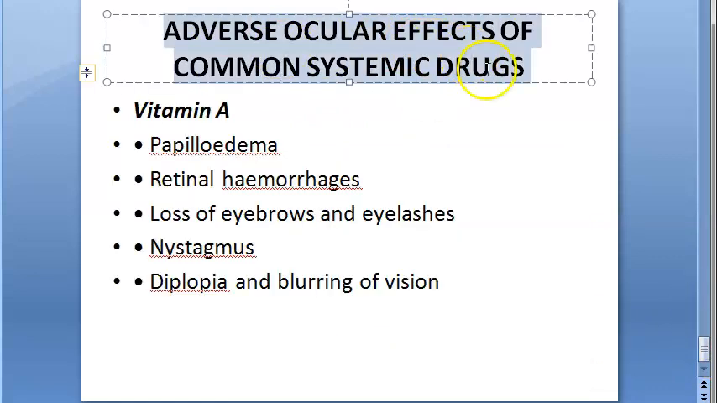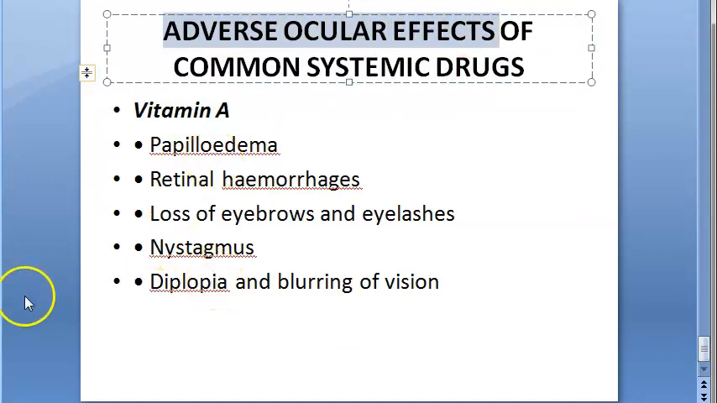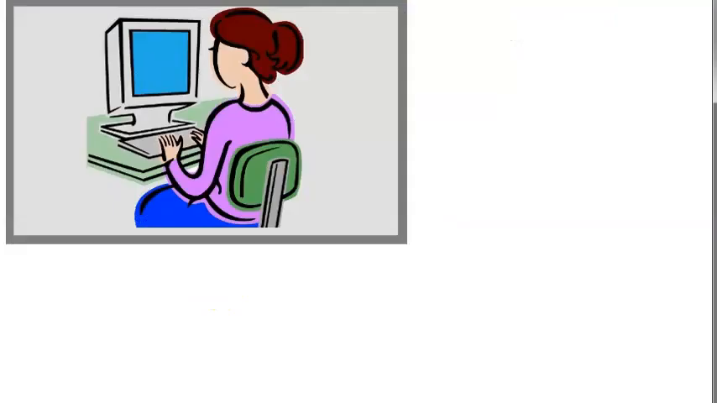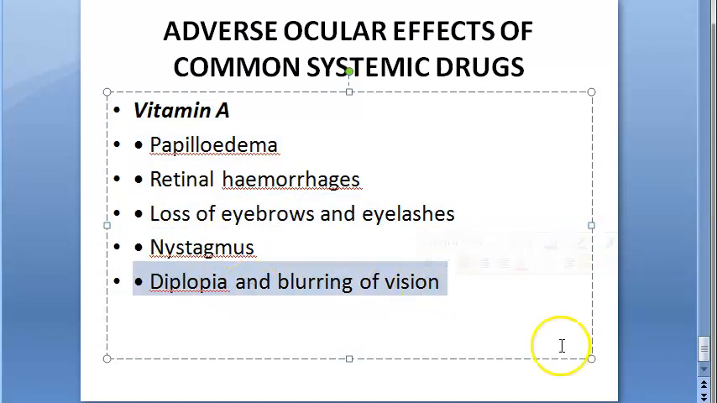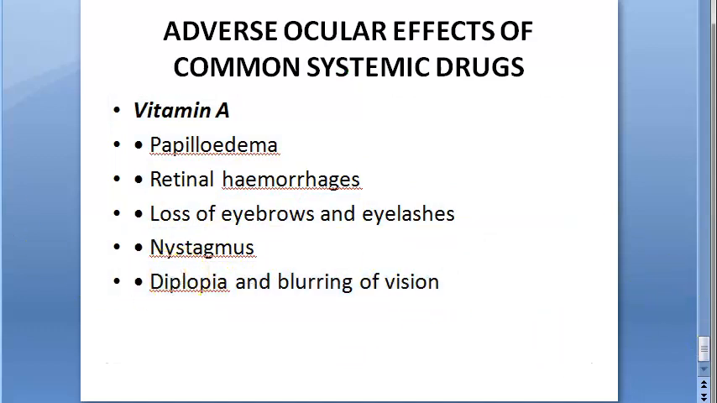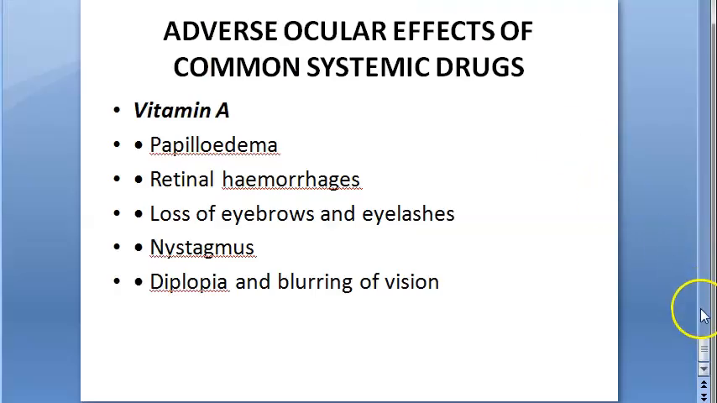The thing with vitamin A, there can be adverse ocular effects also. Like we told you, right? Vitamin A in excess, hypervitaminosis, is also not good. Okay. So there are some side effects of vitamin A also: papilloedema, retinal hemorrhage, loss of eyebrow and eyelash, nystagmus, diplopia, blurring of vision. Okay. So a lot of issues are there with vitamin A also, if taken in excess.